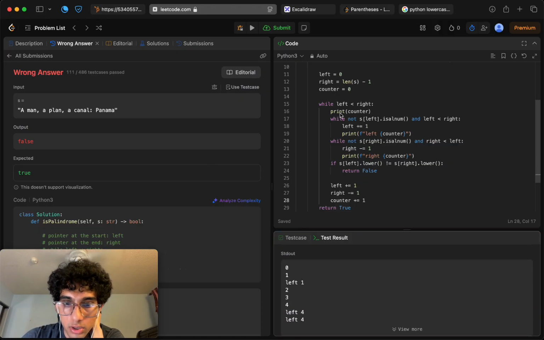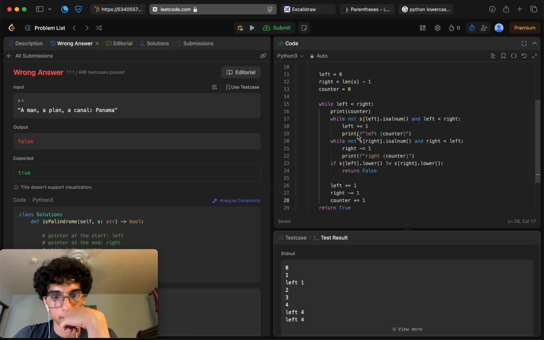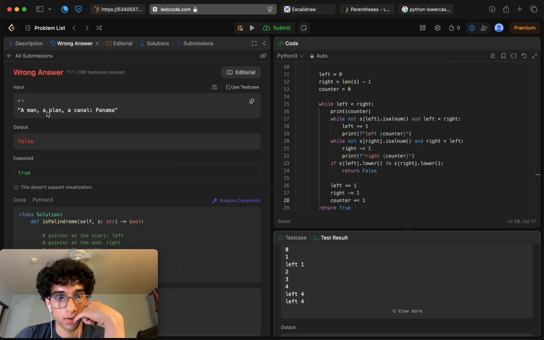Okay. It's actually terrible logs. All right, 0. Because it's comparing A. Okay, 1. Space. It's left 1, skip it. I'm seeing left 4 twice here. Strange. Left 1, okay, go to the next one. It's 2. We compare it, go next. A, compare it, go next. 4. Okay, here, left 4. Left 4. Left 4.